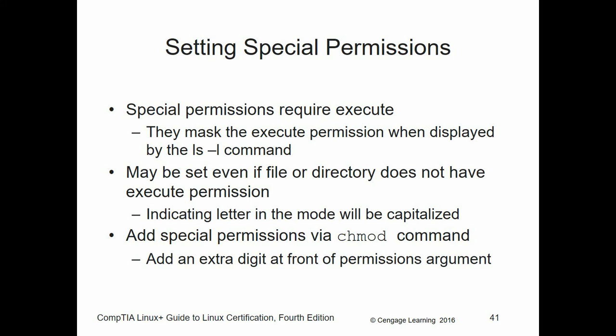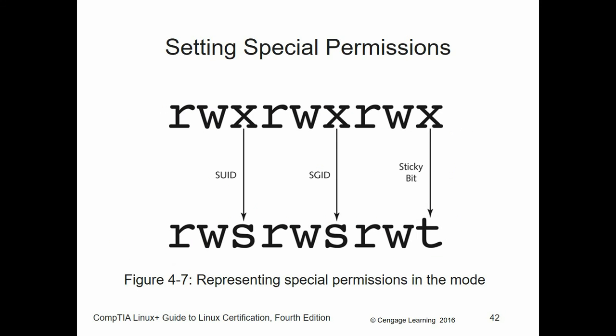Setting special permission. Special permissions require execute. They mask the execute permission when displayed by the ls -l command. They may be set even if a file or directory does not have an executable permission, indicated later in the mode with the capitalized letter. Add special permission via the chmod, change mode, command, and you can see the special characters.